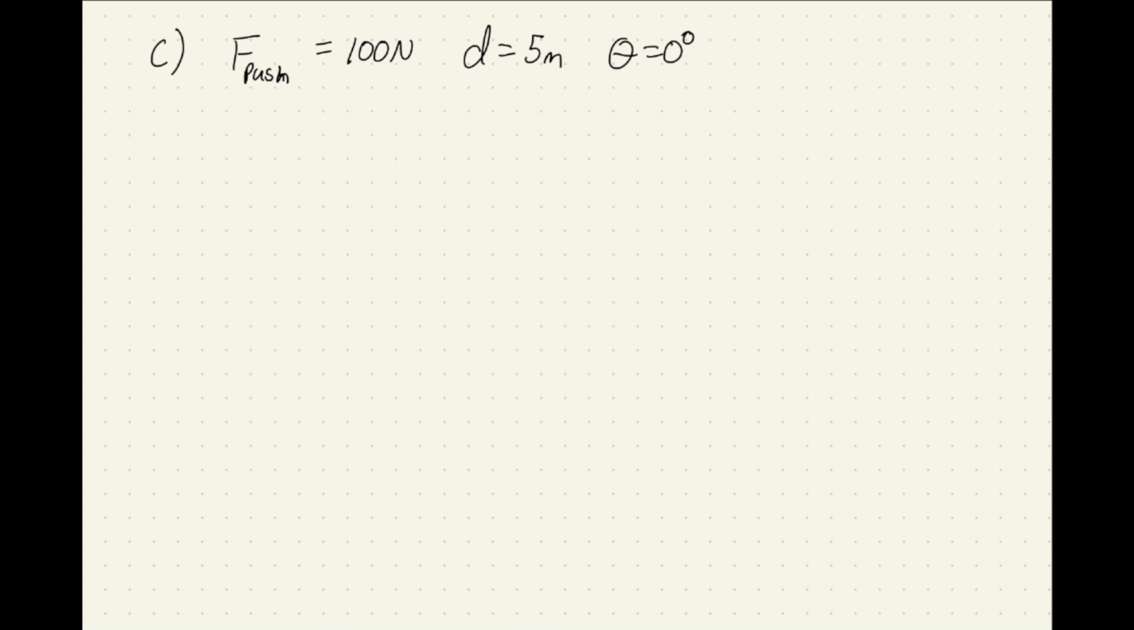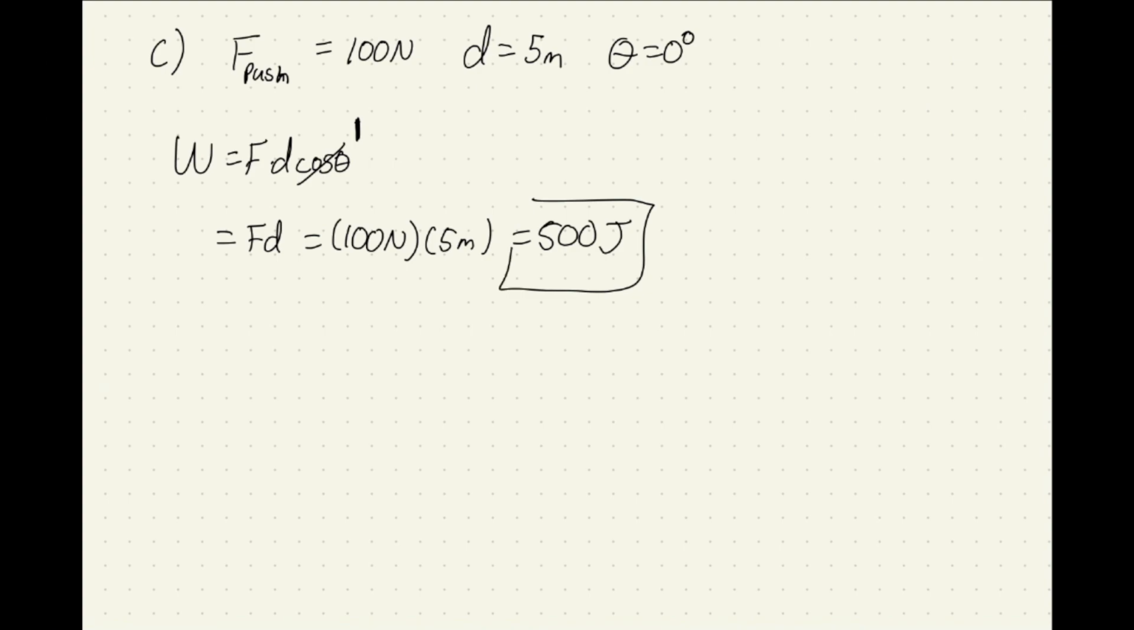Not too terrible. We know that work is equal to force times displacement times cosine theta. We know our theta is 0, so cosine theta is 1, and we can just call this work is equal to F times d. So force is 100 newtons, d is 5 meters. We get 500 newtons times meters, which is 500 joules.